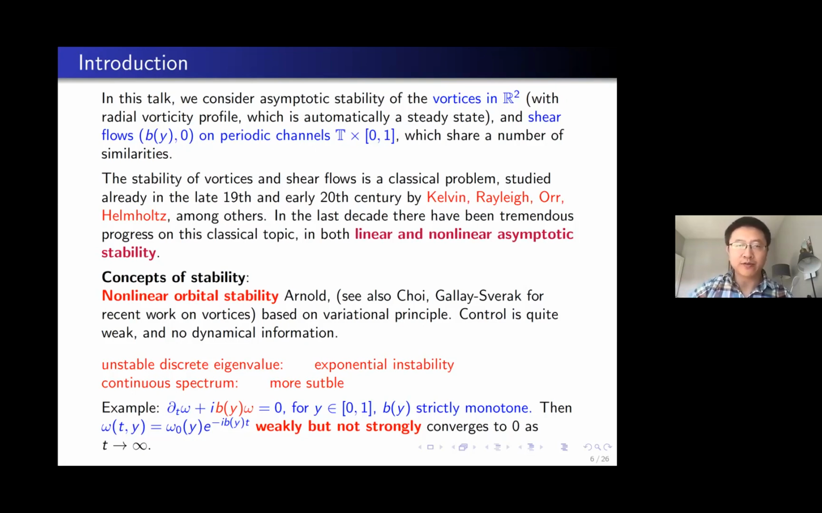So you have weak convergence, so you cannot control the vorticity for all times in a smooth norm, but on the other hand, if you correctly modify the vorticity, then you can possibly get a profile for which you can get uniform smooth control over time.